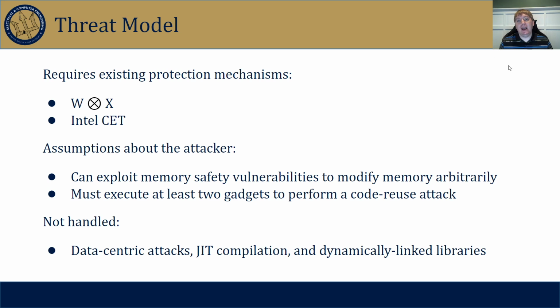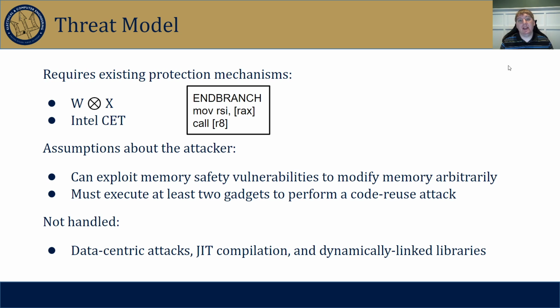So then our system has to target end branch gadgets. We have to ensure that anything that begins with an end branch and ends with an indirect jump or call can't be used in a gadget chain.